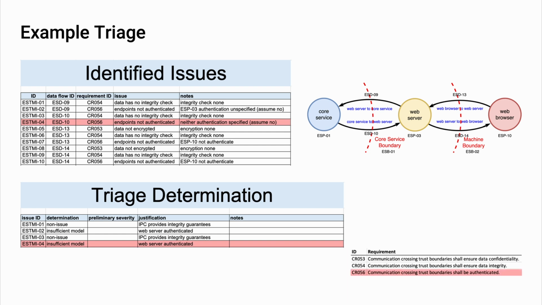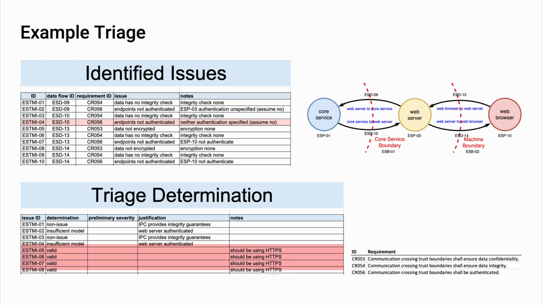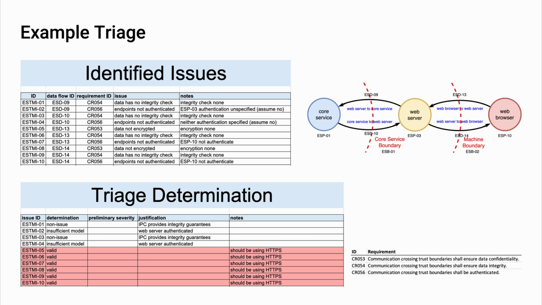We don't have authentication on both ends. We've already established that the web server is authenticated, and so, like issue 2, this is a matter of an insufficient model. For the next 6 issues, we're going to consider them collectively. The reason is that they stem from the same fundamental problem.